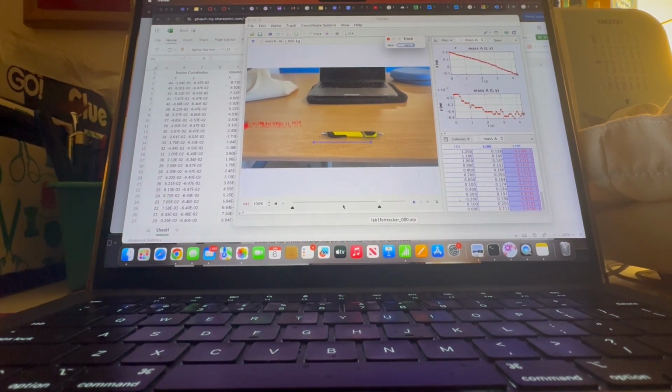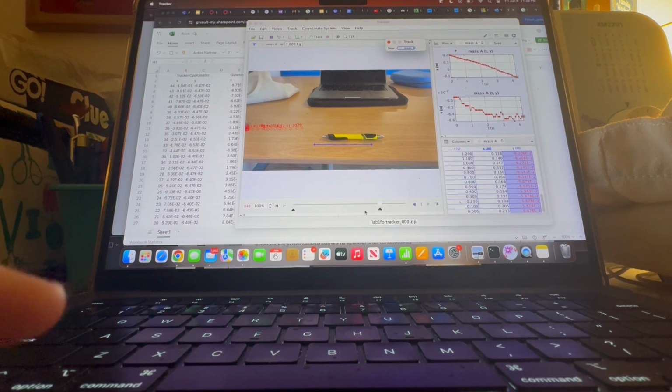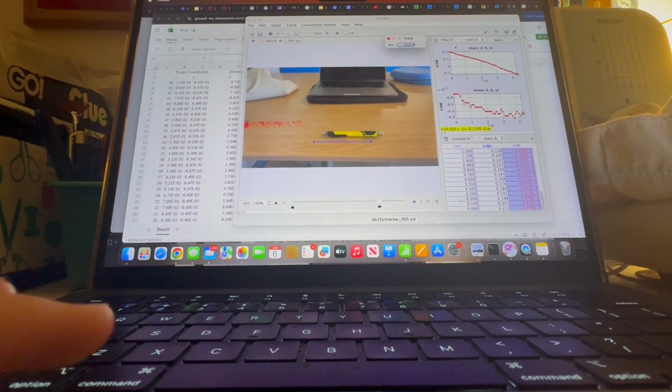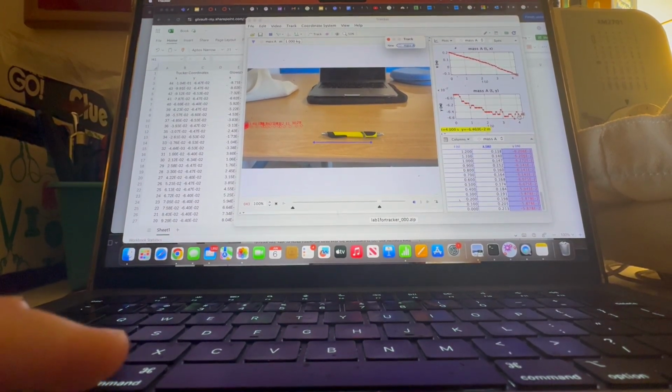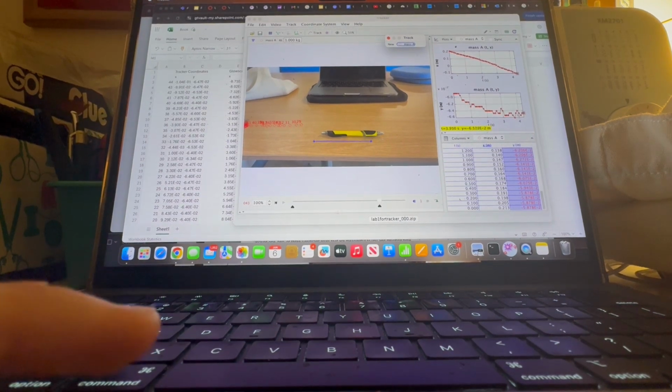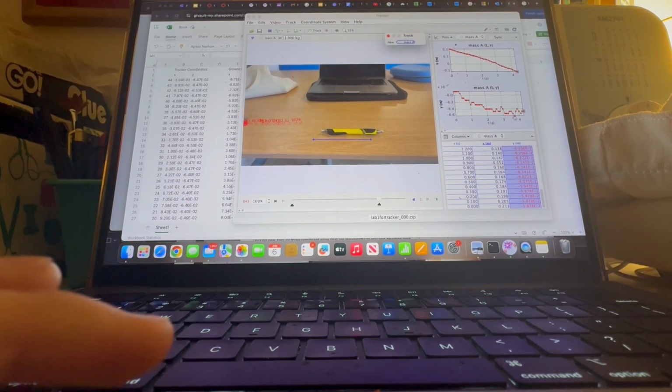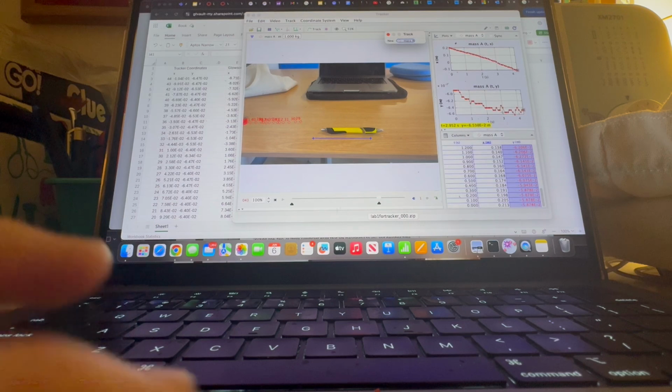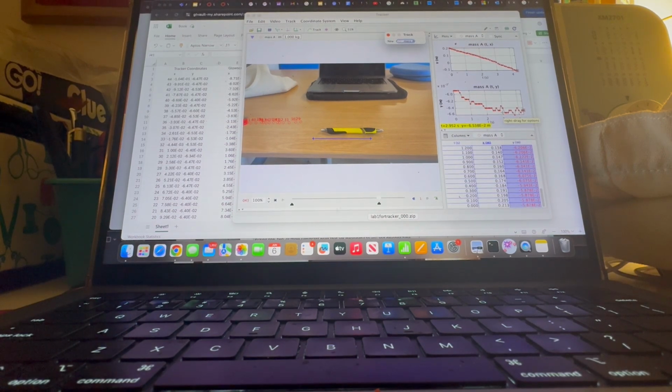For this, there was, of course, some human error. My Y in this has some mild downward trajectory, but that was mostly due to the angle of my camera. However, that is certainly a source of potential error.